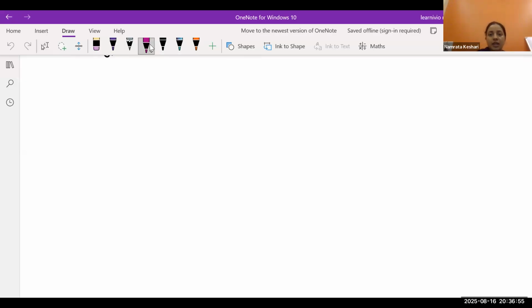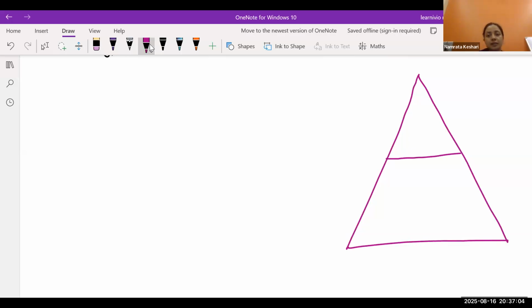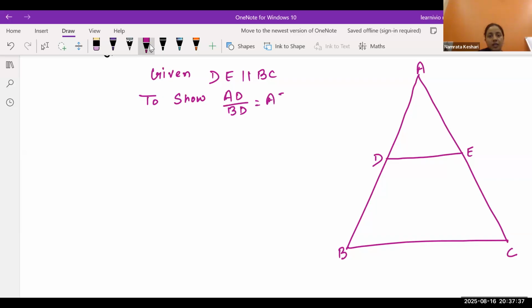So the basic proportionality theorem, or Thales theorem, says that if we have a triangle and there is a line parallel to one of the sides, then the other two sides will get divided in the same ratio. So it will be given that DE is parallel to BC, and we have to show that AD by BD is equal to AE by EC.